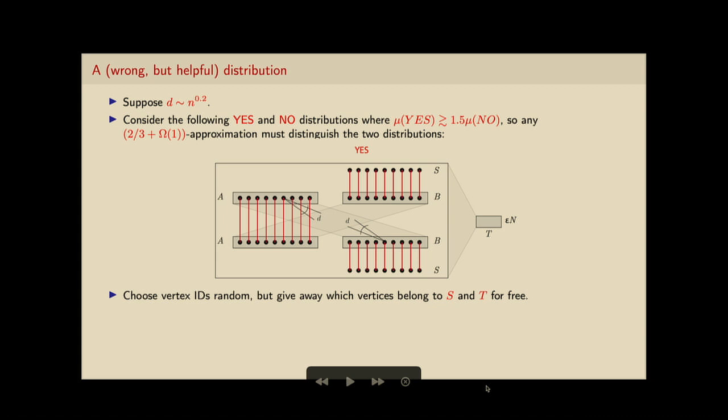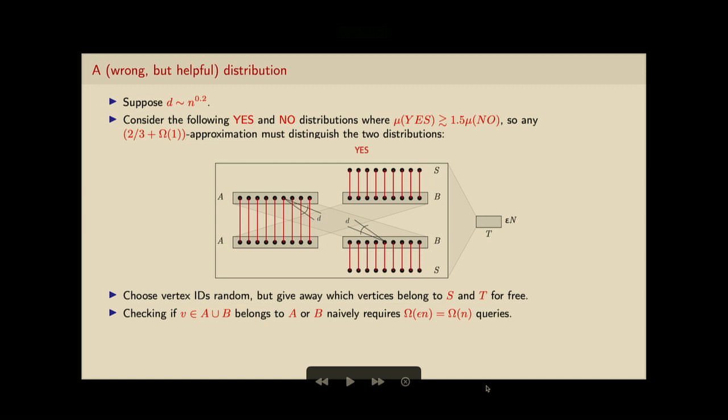Also I wanted to point out that I'm going to randomize the vertex IDs. So I'm not going to tell you which set a vertex belongs to, unless it's an S vertex or a T vertex. I'm going to give you the lists of vertices in S and T for free. The only thing that's hidden is whether the rest of the vertices are in A or B. And that's what's going to take a lot of time, hopefully. I mean, this is a hard distribution, but yeah.